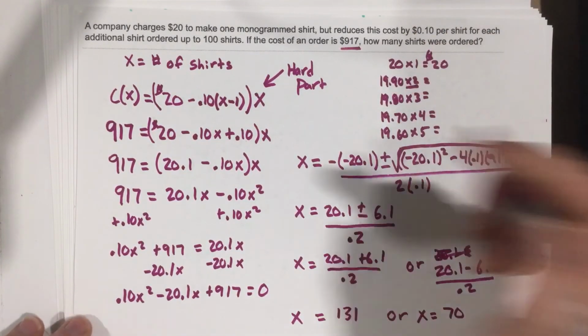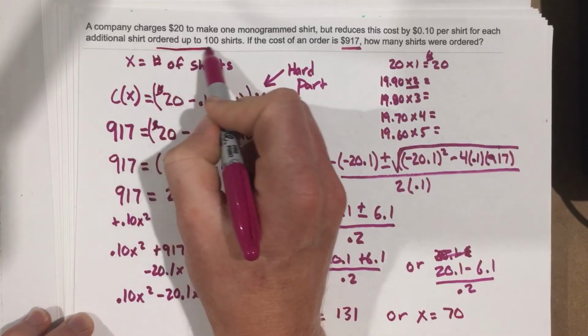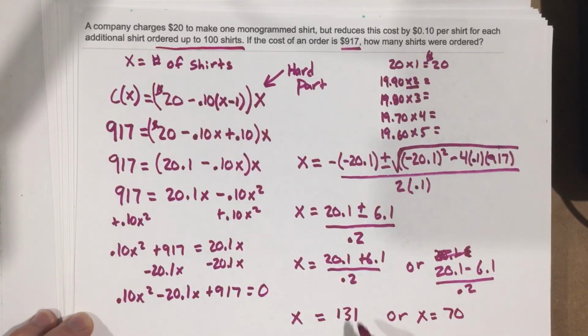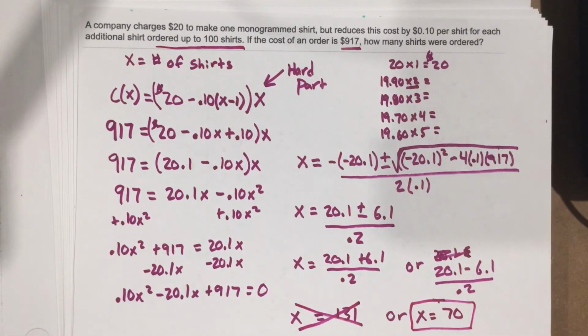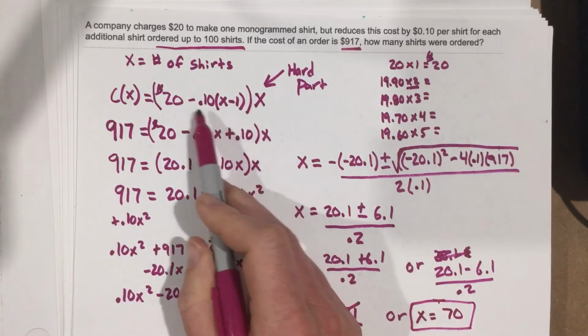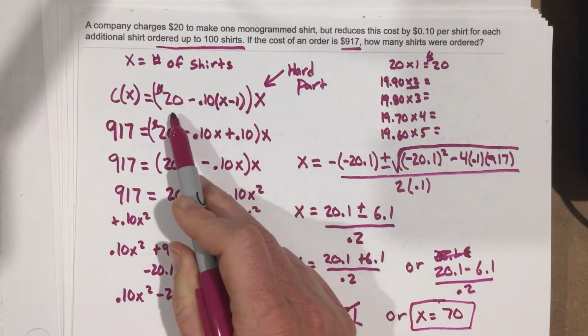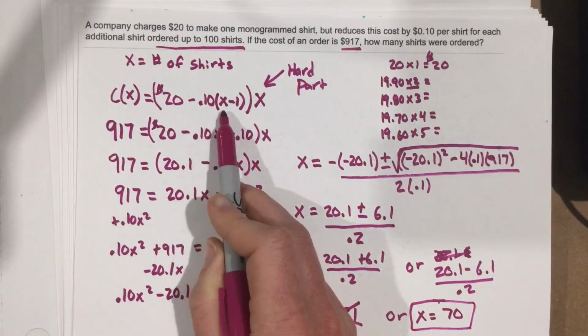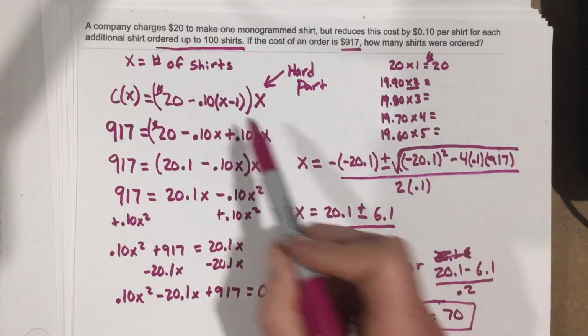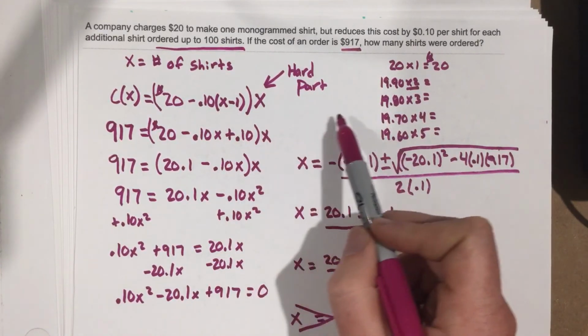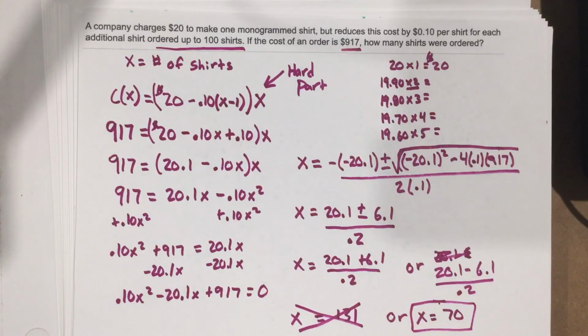But at the very beginning they said ordered up to 100 shirts. So that means that 131 will not work. The only solution is 70 shirts. I hope that makes sense. That's the most difficult part. Just continue to reread that and think through it. If anything, what I would do is take this and start plugging in x values and writing out what the numbers are. That might help as well.